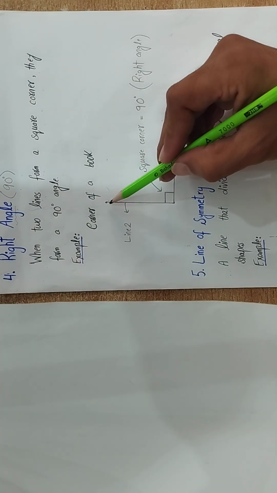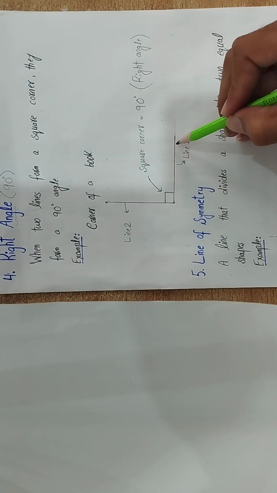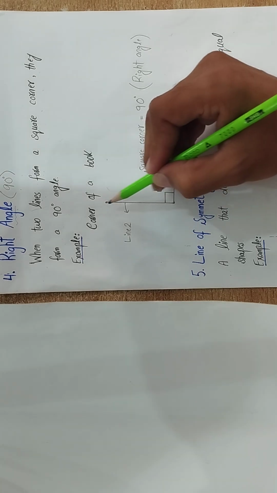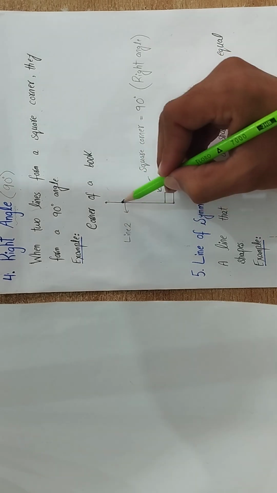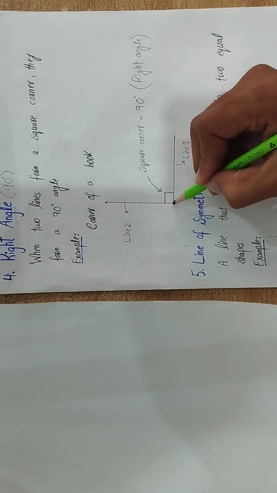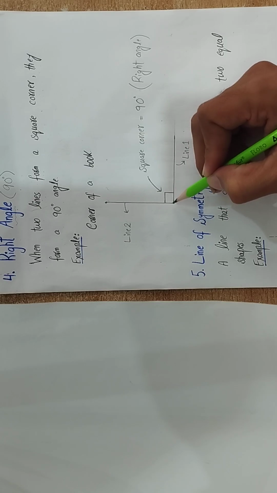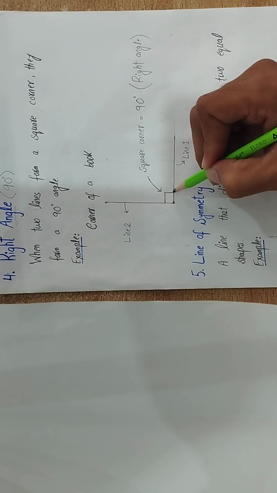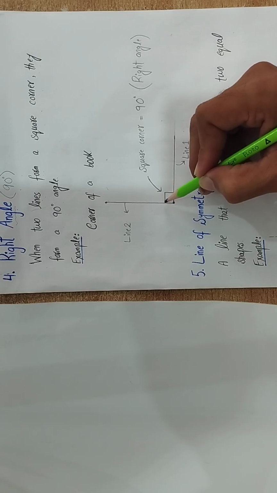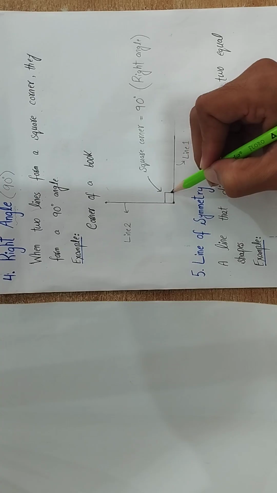Here you can see that this one is line 1, and you can say that this one is line 2. They are meeting at this point. Now at this point you can see that these two lines are making a square corner. You can draw a small square here where these two lines are meeting. It means these two lines are forming a square corner at the point where they meet.